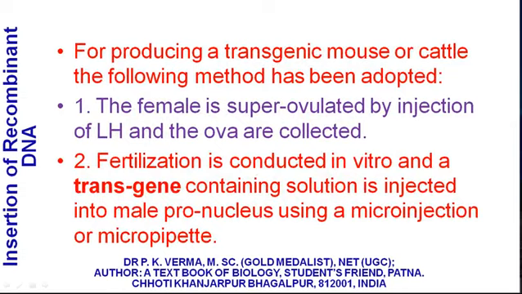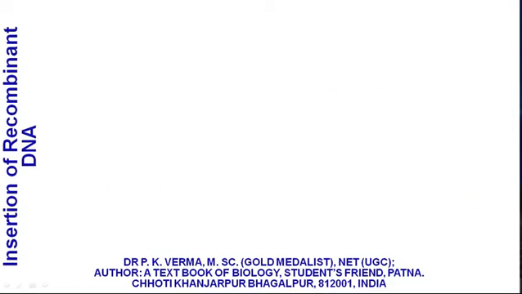Fertilization is conducted in vitro, that is in a test tube or a petri dish, and a transgene containing solution is injected into the male pronucleus using a microinjection or micropipette. Why male pronucleus? Because it is haploid. The female pronucleus is not haploid, and the second polar body will be removed from it at a later stage. Thereafter, the female pronucleus and male pronucleus will fuse together.